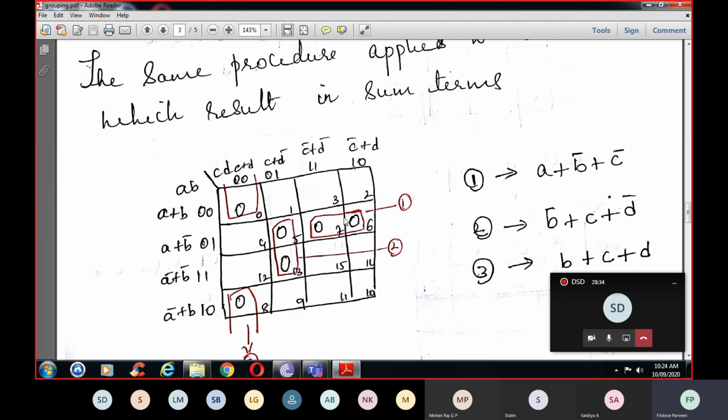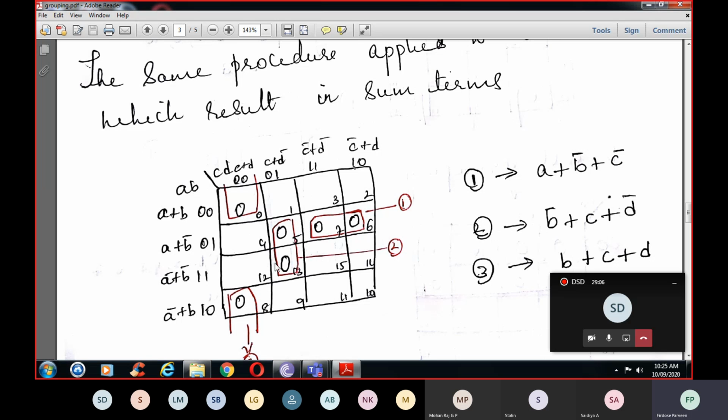From group number 1, it corresponds to which row? It corresponds to this row. So what it is, A plus B bar. So 0 means it is without bar, 1 means it is with bar for max terms. So I'll be writing A plus B bar. In the same way, it corresponds to which column? It corresponds to these 2 columns. So what it is? This is C bar. So I'll be writing C bar. Okay, so that is group 1.